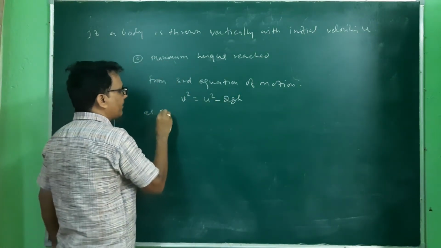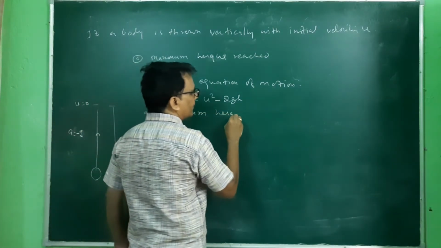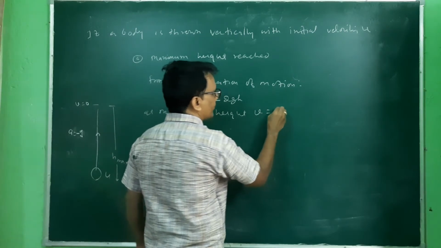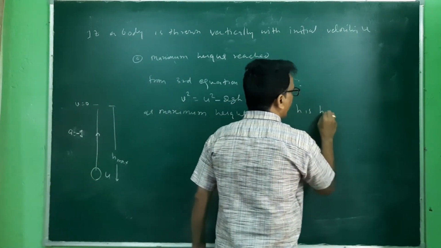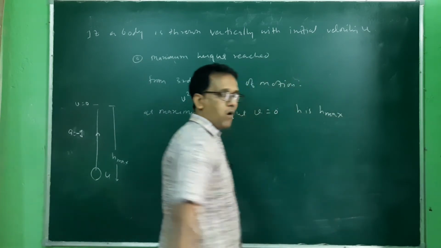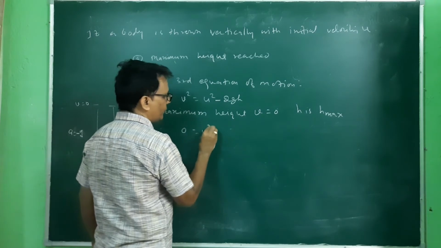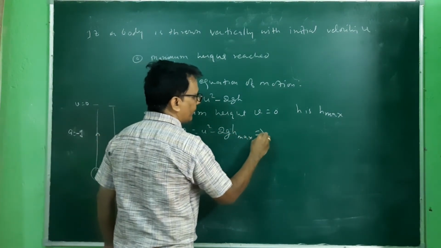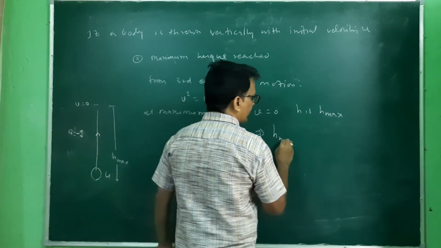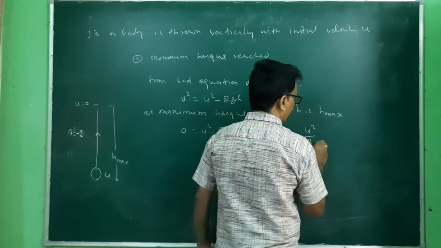at maximum height. This velocity is 0 and h is h maximum. So 0 is equal to u square minus 2g h maximum. And one can calculate h maximum, that is equal to u square by 2g.